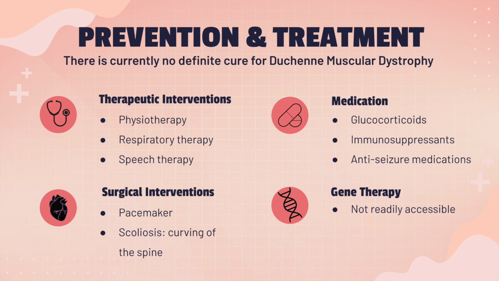Medication, such as steroids, can be prescribed to reduce the speed of muscle weakening and improve muscle strength. Immunosuppressants can delay damage to the muscle cells, seizure medications can address muscle spasms, and beta blockers can slow the heart rate and delay the onset of associated heart muscle problems. Gene therapy is another option, however, it is not widely accessible for treatment.